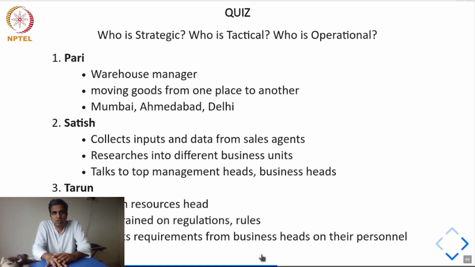So these are the three people, Pari, Satish and Tarun, whom you have to categorize. Each of them is unique. One belongs to strategy, one belongs to tactical, and one belongs to operational. You have to figure out which one's which. That's going to be your quiz. That's it for now. We will see the answers in the next module. Thank you.